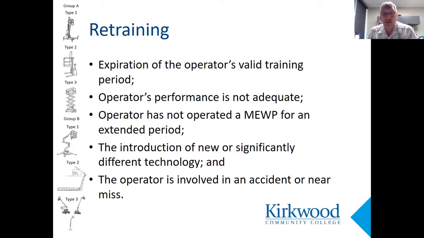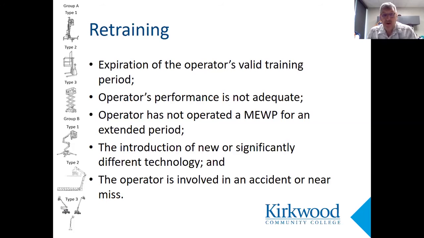Operator's performance is not adequate, so we see somebody that's just horse playing, doing a little Mario Andretti, driving around real fast. We need to get them retrained on that. Operators not operated the MEWP for an extended period of time. Maybe they're out for an illness, maybe there's an emergency, or maybe they just reassigned. Maybe they just were in the office for a while and now they're back, so they need to get retrained on these. Introduction of a new or different technology. So you bring out a different MEWP that people really haven't seen. We need to get trained on that. They're not all the same. So controls, pictures are different, warnings are different.